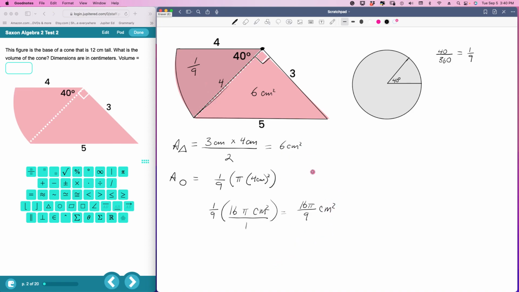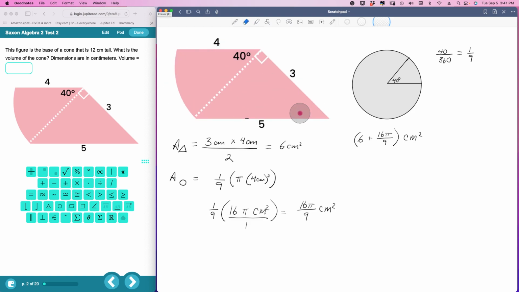So now all I have to do to find the total area of both of these is add them together. So I'm going to do that. I'm going to say 6 plus 16 pi over 9, and that's going to be in centimeters squared. That is the area for this whole pink shape because we've added this together. So that's what that is.